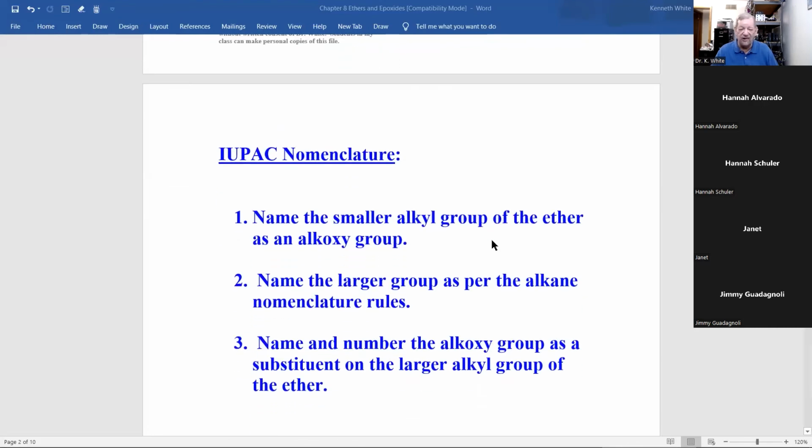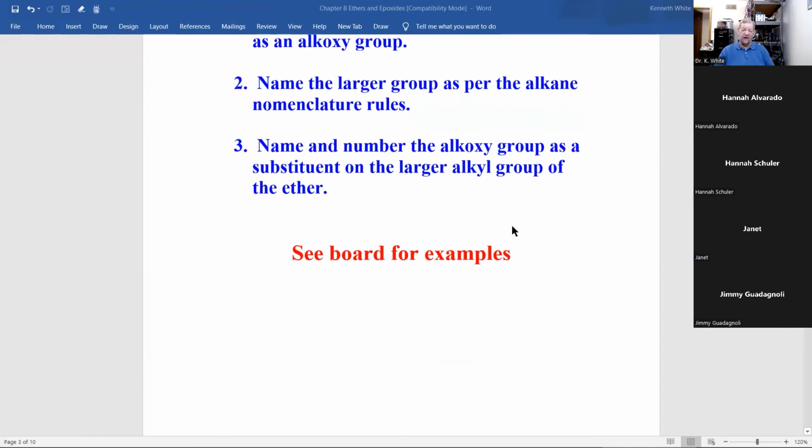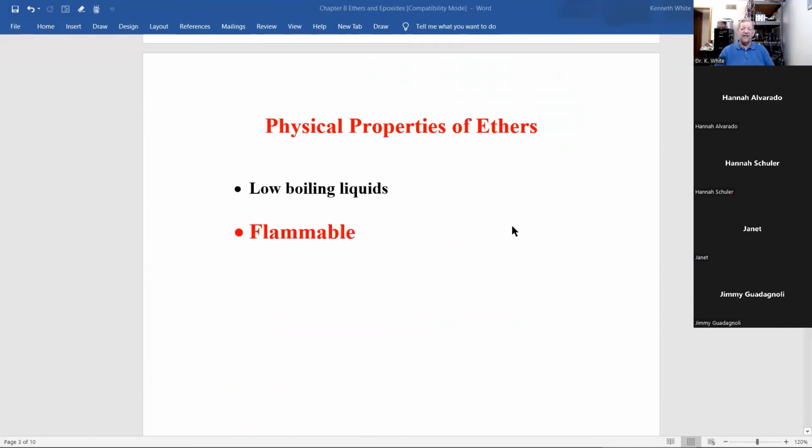Now, I showed you how to do IUPAC nomenclature. This will never be on a test. And I just showed you why we normally don't use it. Now, switch is still off. Ethers have very low boiling points. Diethyl ether, the heat from your hands will cause it to boil. And they're flammable. That's an understatement.